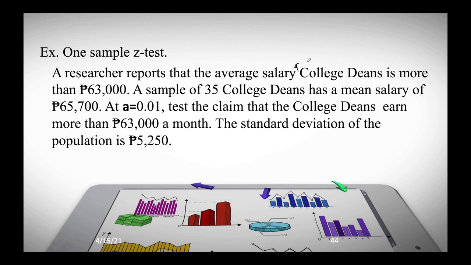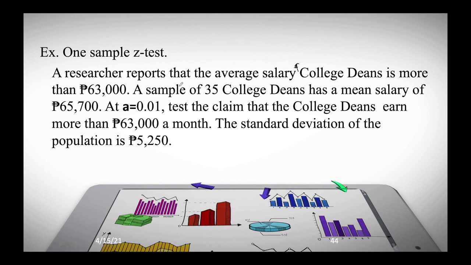The standard deviation of the population is 5,250. So take note guys that here, as you can see on our first sentence, a researcher reports that the average salary of college deans is more than 63,000. So, meaning to say, there is already a research done regarding this topic. And somehow, gusto nilang itry ulit using their sample of 35 college deans. If totoo ba, no, yung claim nila na college deans are earning more than 63,000 a month using their data.